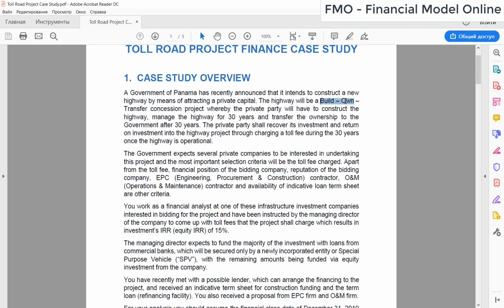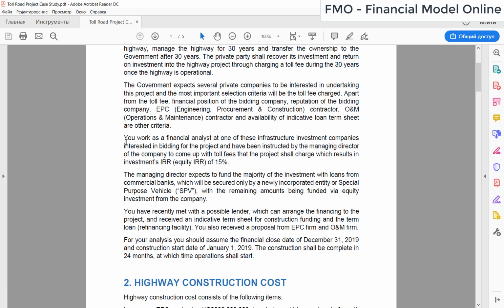So they want to do the build, own, transfer concession project, and the investor, the private party, will have to construct the highway. They have to manage the highway for 30 years and then transfer it back to the government after 30 years. And the private party shall recover its investment through charging the toll fee. It will be charging the toll fee to the vehicles that pass through the highway during the operation of this project. So the most important criteria to select the company that will be building this highway and then operating this highway for 30 years will be the toll fee.